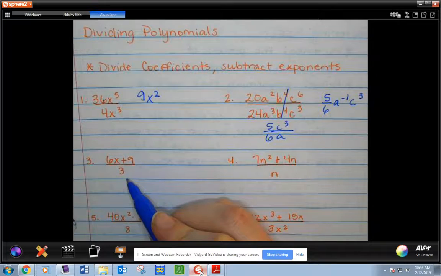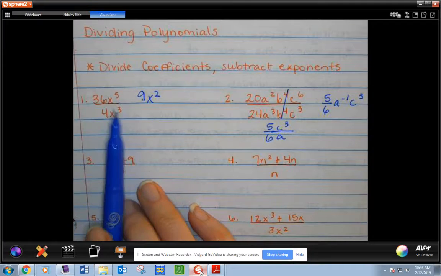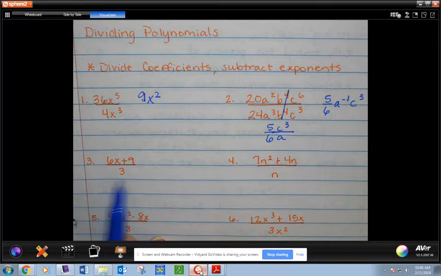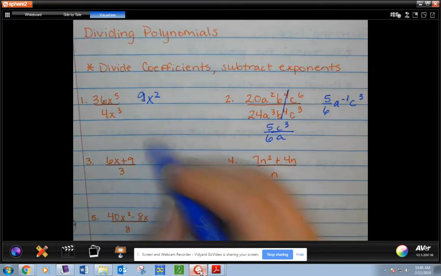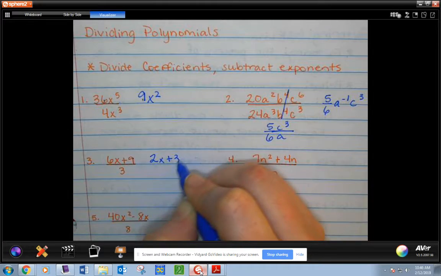Okay, now when you have a polynomial divided by a number, you haven't seen that yet. You've only seen a mono divided by a mono. So here you go. It works the same way. Just divide both things by 3. 6x divided by 3 is 2x, and 9 divided by 3 is 3. And you're done.